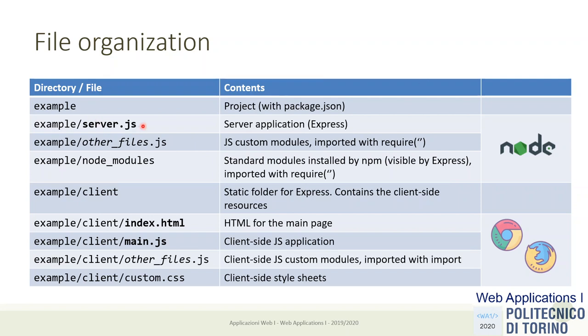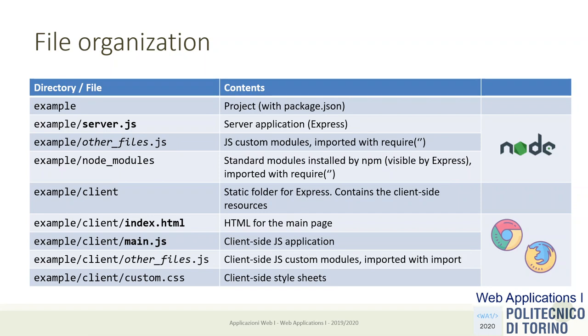So if I'm defining a server and I want to create other files where I define classes, functions, or other kinds of helper objects, I can do that, and I can simply import them from the main application using the require statement. And by the way, I can also require any other module that I want to install through the npm install command. And this will be visible by the Express web server when they are stored into the node_modules subfolder of the main directory. So we can npm install the modules that we need, and then they will be available to import through a require. All of this will run on the server side, and all of this will be JavaScript, only JavaScript.